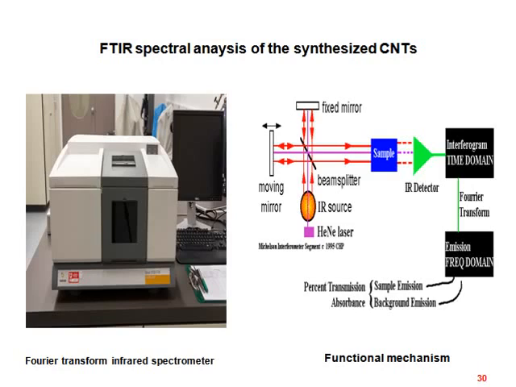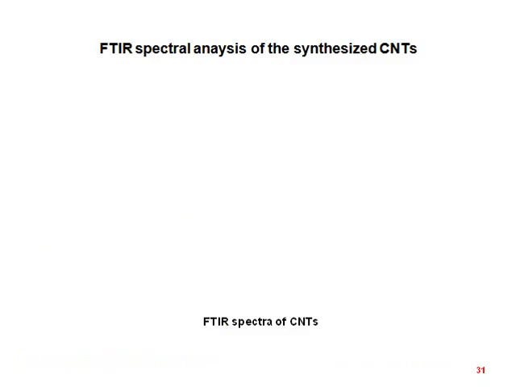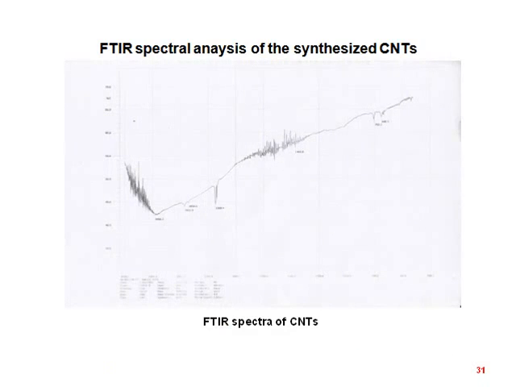In this research work, FTIR analysis is used to check whether unwanted functional groups are present in the side walls of the synthesized CNTs. The FTIR spectra of synthesized CNTs show a lot of significant peaks between 1400 and 1650 per centimeter, which indicates C-C stretching present in CNTs in ring form.